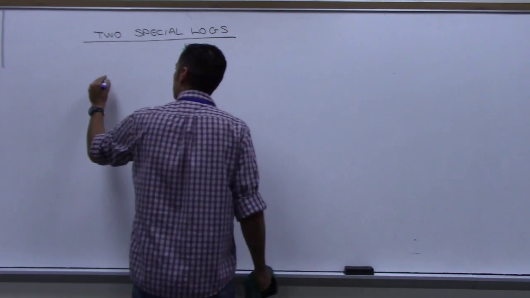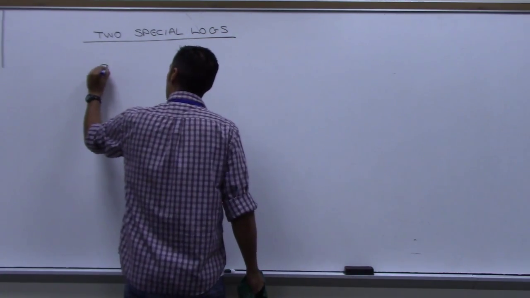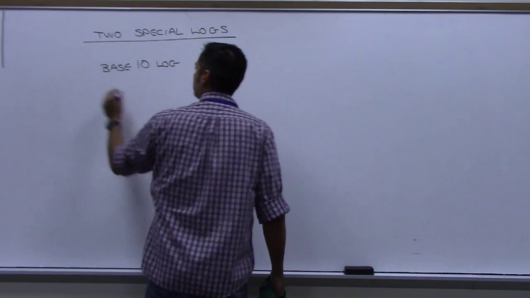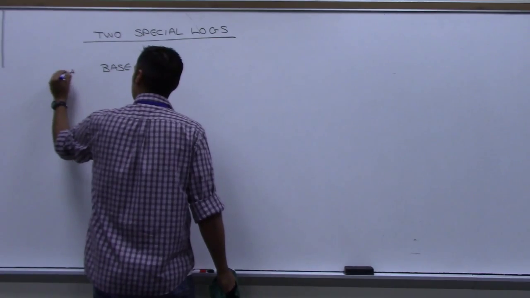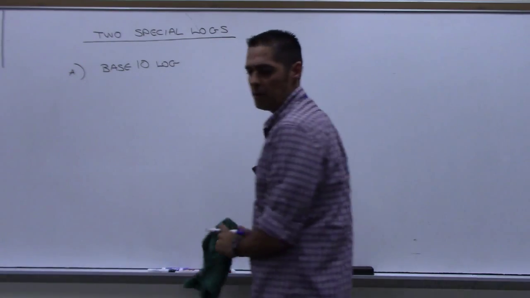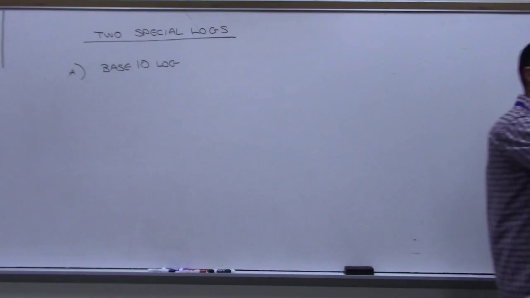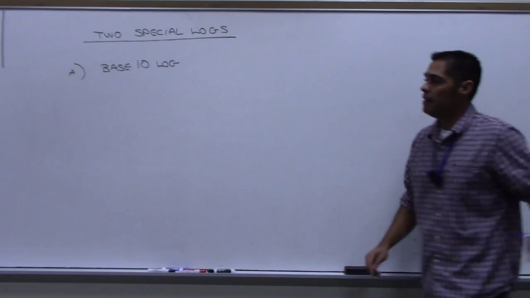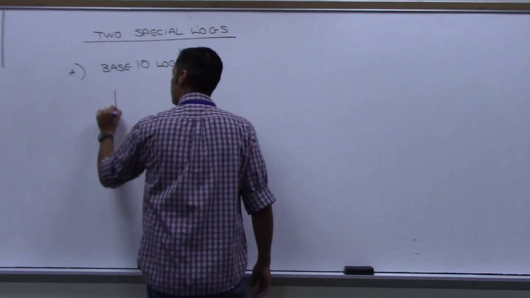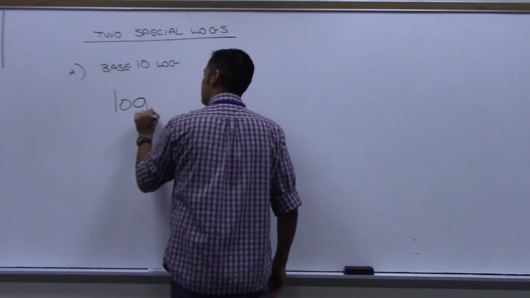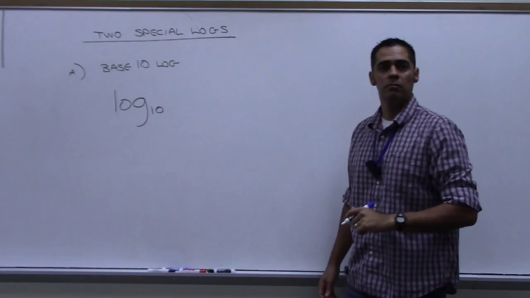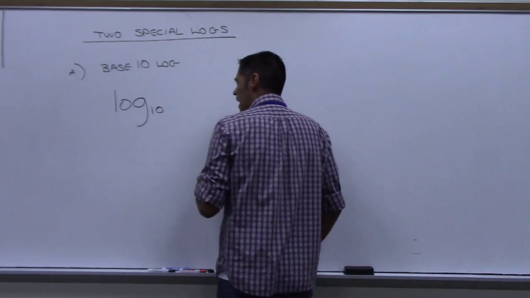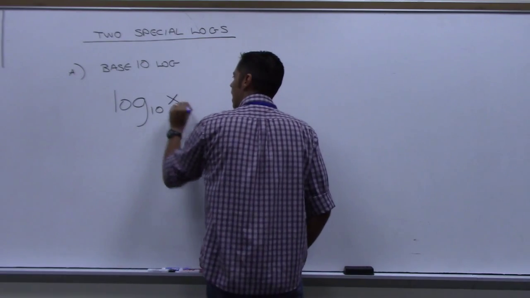All right, so let's start out with the first one, the base 10 log. I'll call this A, capital A. The base 10 log. So there are two special logs in mathematics. One of them is the base 10 log, and we'll talk about the next one in a second. So this is any log that has as its base 10. All right? And I could put in here x.